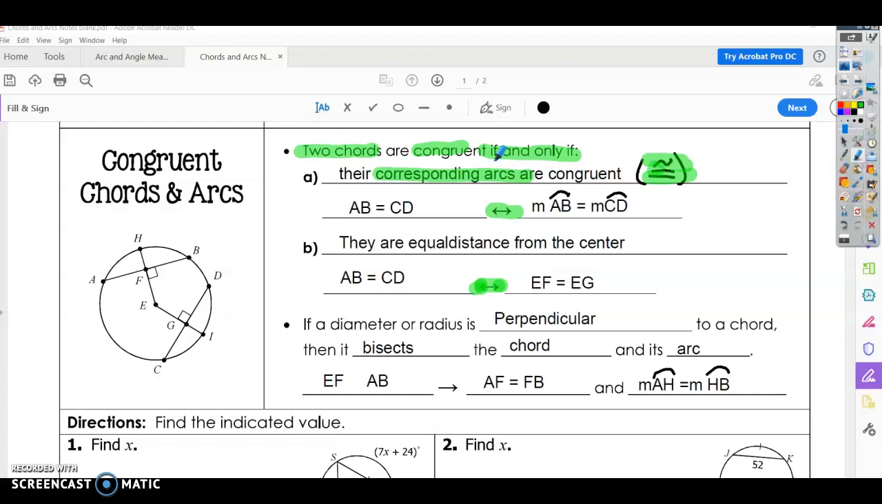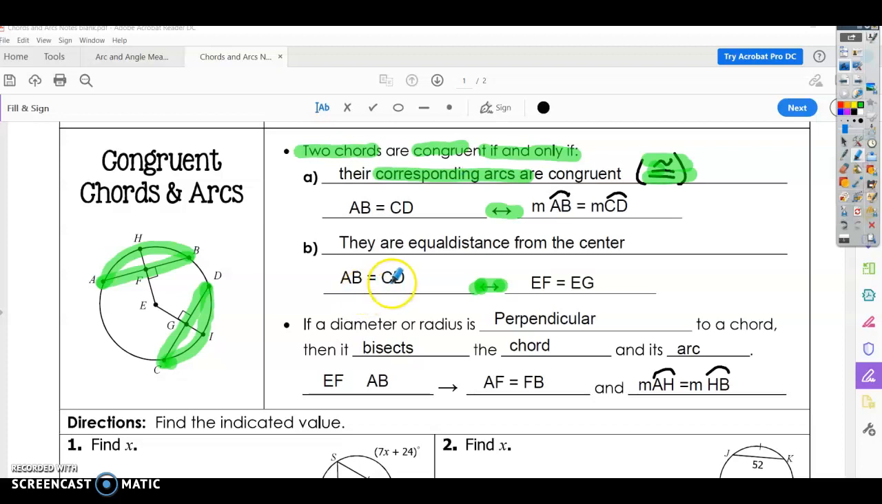So let's look at an example here. AB equals CD. All right, so these are two chords, AB and CD, if and only if the measure of arc AB, so here's the arc AB, equals the measure of arc CD. All right, so that's what the line above it says. They are equal distance from the center.